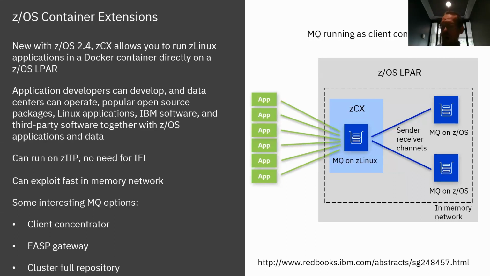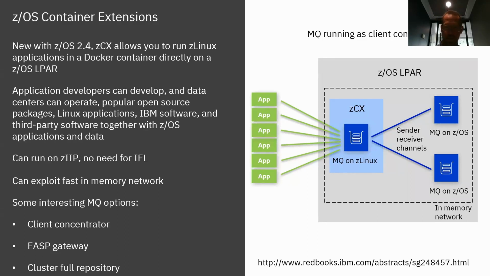But for those customers who are very CPU conscious, a common approach is to have a client concentrator queue manager, which is what I'm showing on the right-hand side here, where you have a distributed queue manager running somewhere, ideally perhaps on Z-Linux so it's close, and the client applications connect into that Z-Linux queue manager, and then the messages are forwarded from the Z-Linux queue manager to the zOS queue manager via sender-receiver channels. So that model is quite common, perhaps becoming a bit less so, but it's still quite common.